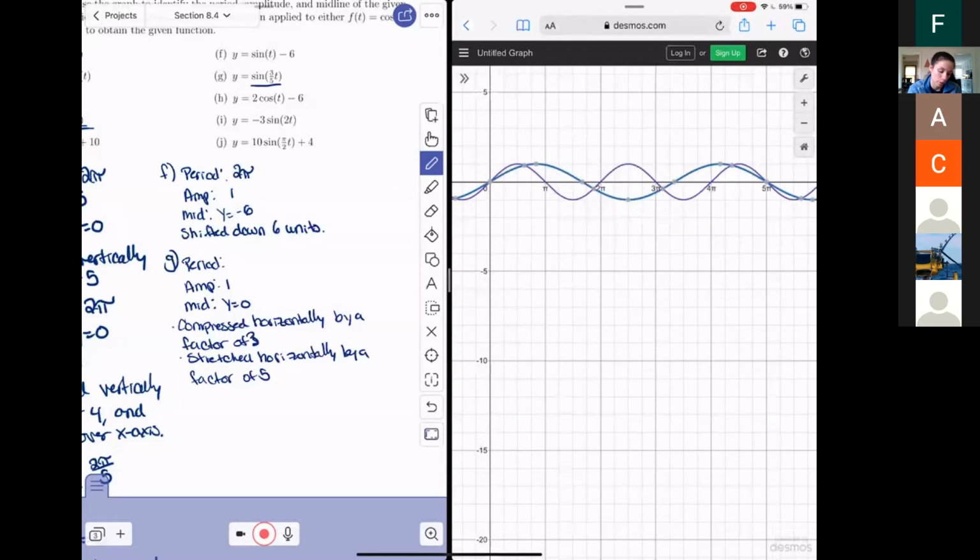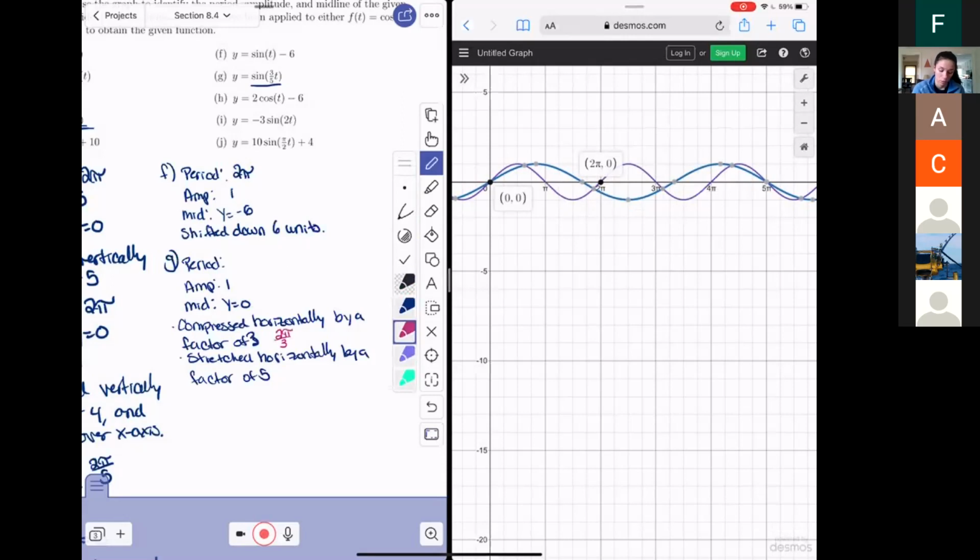Before the transformation happened, the first period for the normal sine curve ends at 2 pi. This one ends right around here. But what's happening is we're compressing the original function, the purple function, by a factor of 3. So that means that we're going to divide by 3, right? When we compress, we divide. So we're taking the period 2 pi and dividing it by 3.